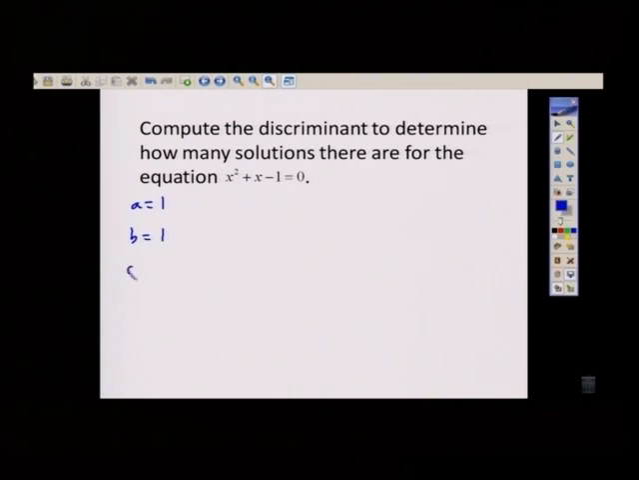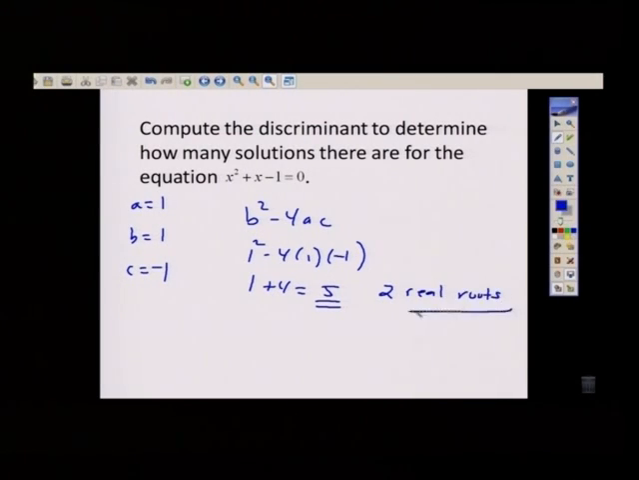So on this problem, I only asked you how many solutions there were. I didn't care what the solutions technically were. So we're only going to use the discriminant test to find the number of solutions. And the discriminant is b squared minus 4ac. So if I do 1 squared minus 4 times 1 times negative 1, I get 1 plus 4. I get a discriminant of 5. And since 5 is greater than 0, that tells me that my quadratic equation will have two distinct real roots.